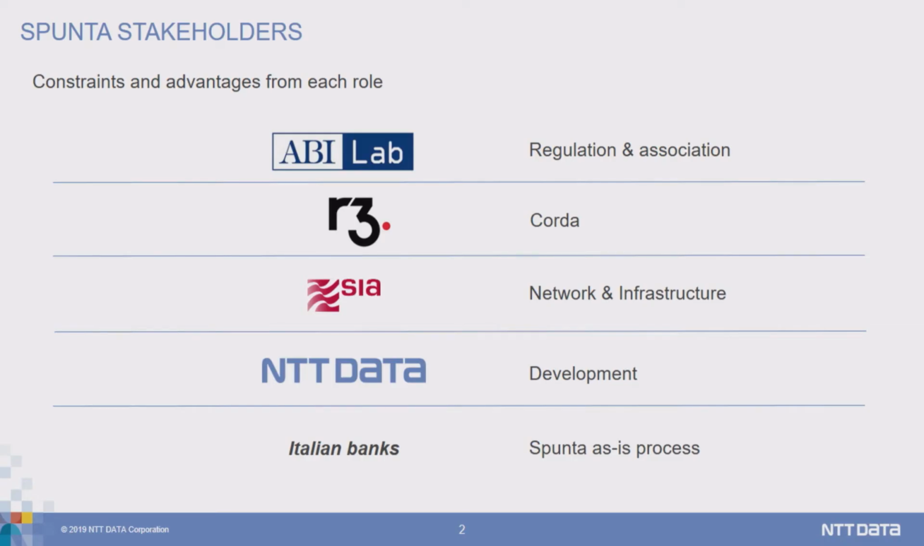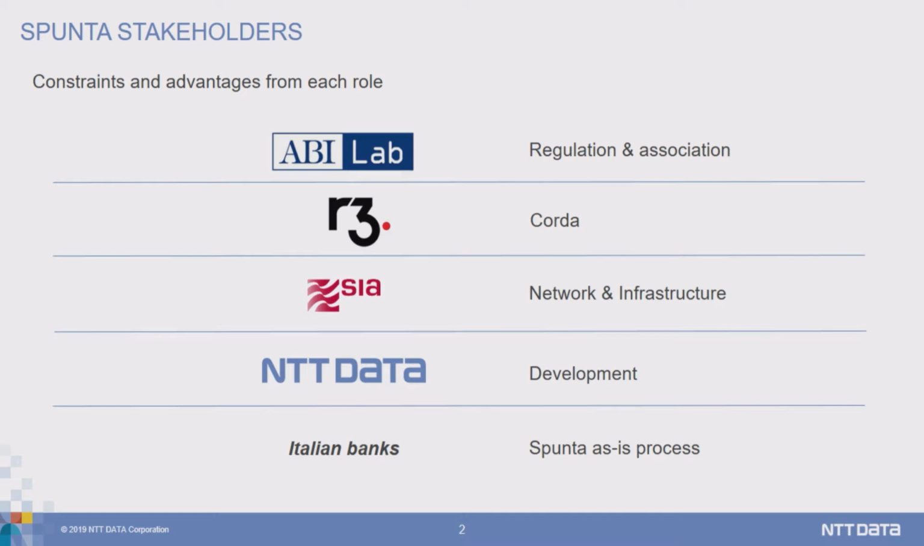SPUNTA project is about reconciliation. It's a particular type of reconciliation which is done by all the Italian banks. This project involves many stakeholders: the Italian Banker Association and ABILAB, which is one of the association's branches, R3, SIA, NTT Data, and Italian banks. Each one of these stakeholders has a particular role.